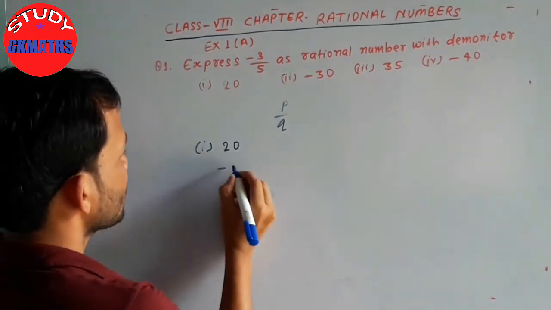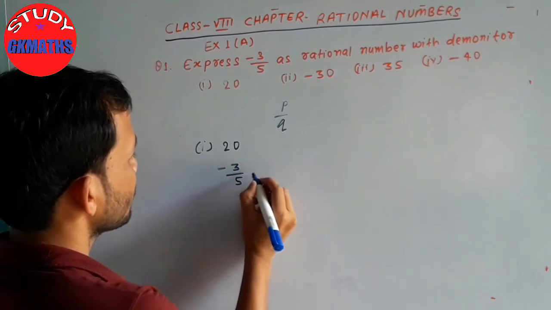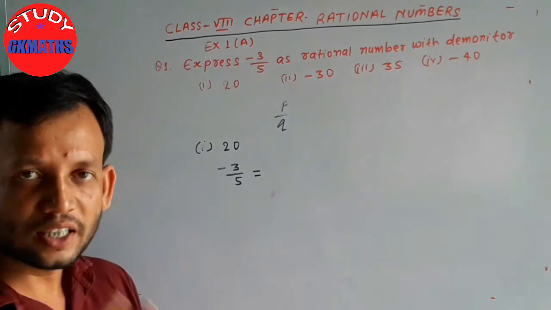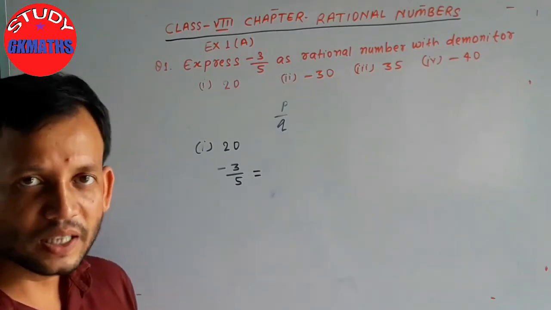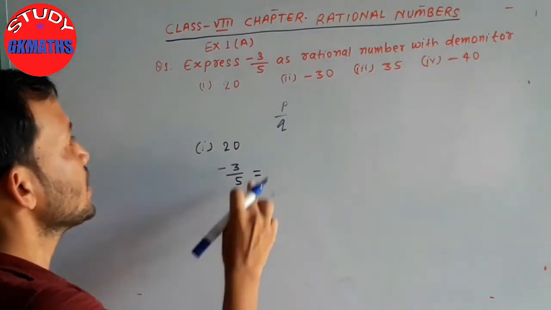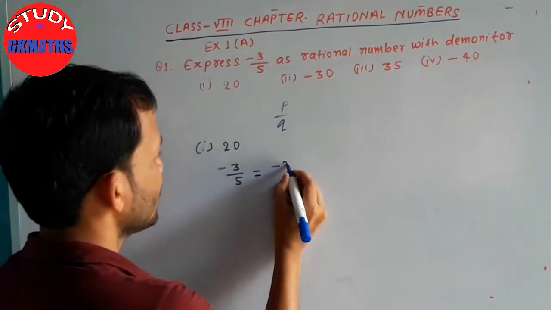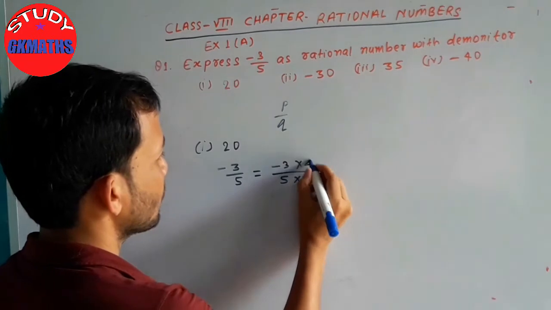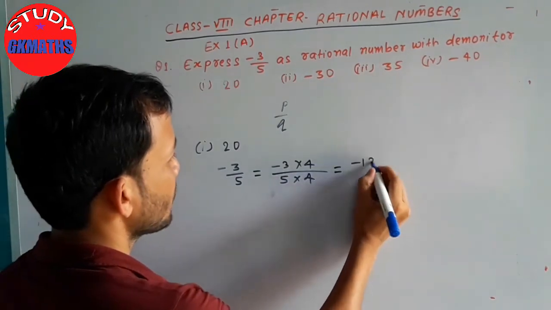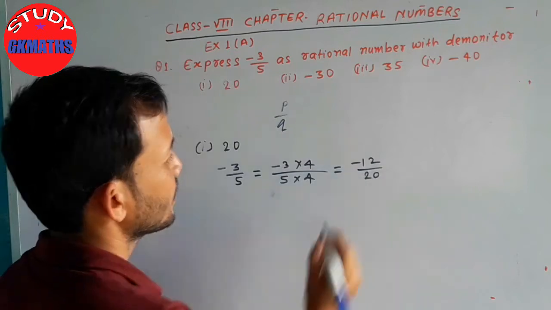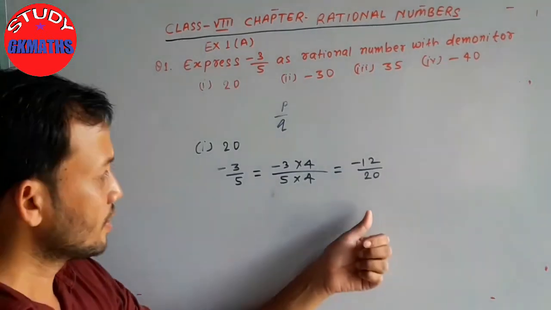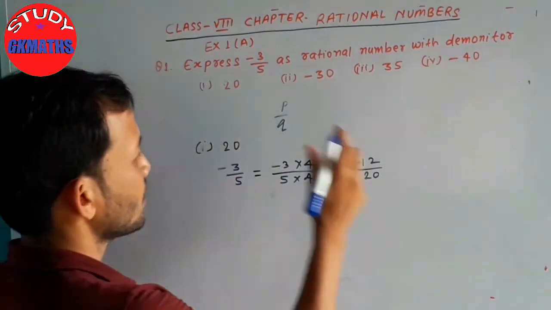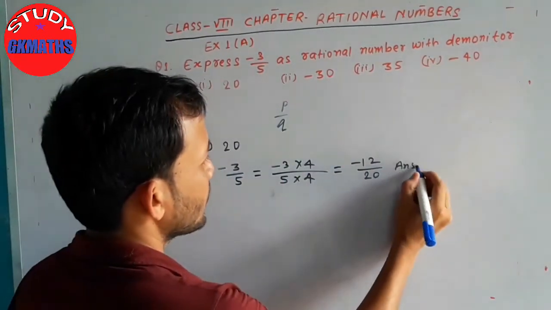Your rational number is minus 3 upon 5. Your denominator is 5. Then you will find what should be multiplied. Your result is 20. Minus 3 upon 5, you should multiply by 4. Then the result is minus 12 upon 20. So see here the denominator is 20. So your result, as per the first question, is minus 12 by 20.